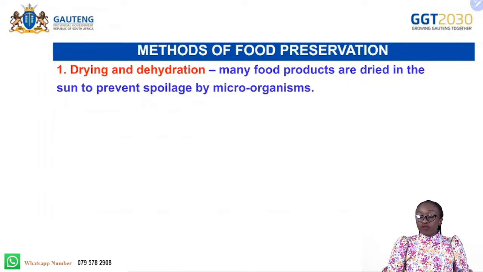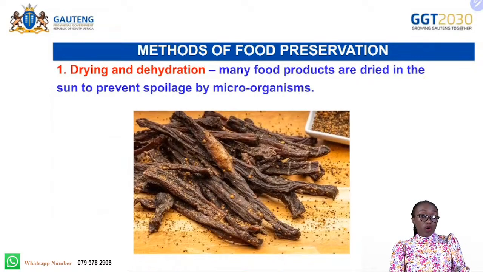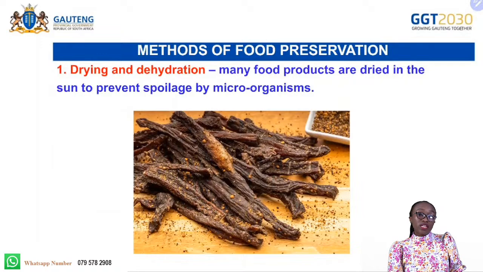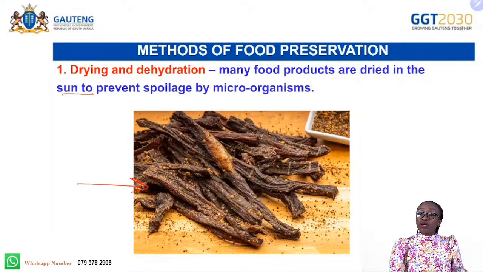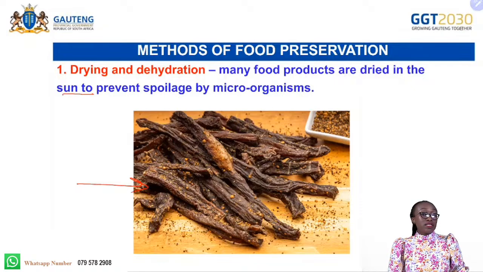So many foods are dried in the sun to prevent spoilage by microorganisms. A very popular food that is prepared by drying is biltong. So it is a process that uses the sun. So in the homes there, our grandmothers and grandfathers used to use the sun to dry meat so that it did not decay, and hence biltong was born.